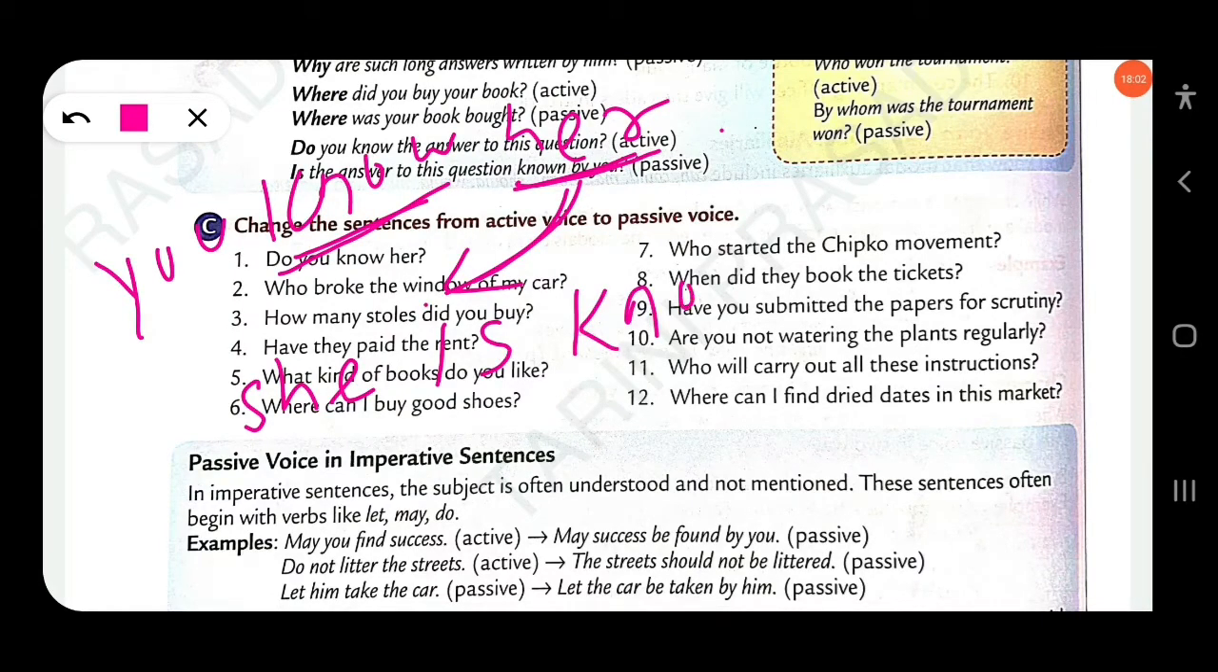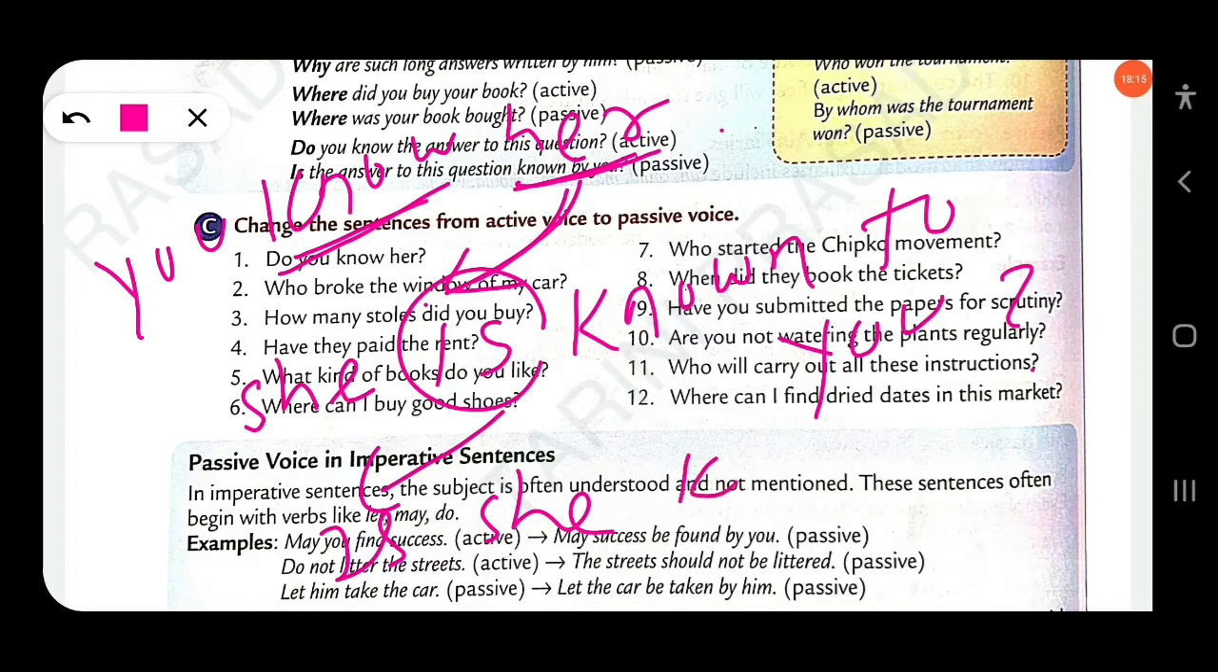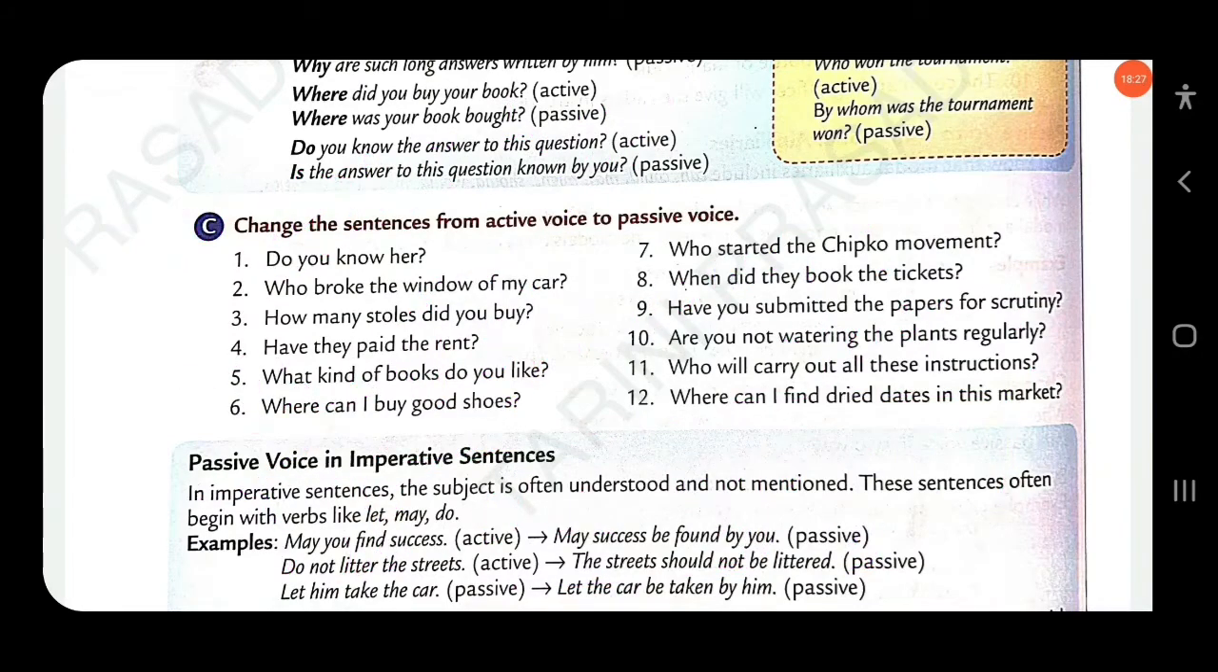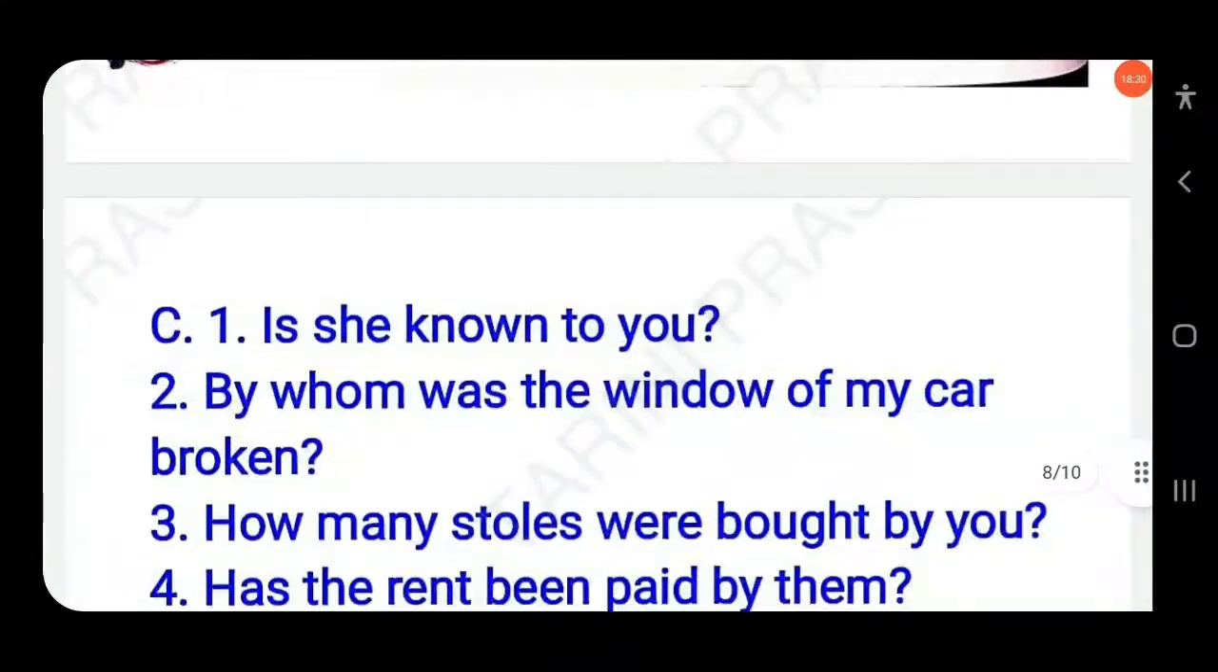She is known, yes, to you. Don't write by you, to you. Okay. And here the question asks in yes/no form, so the answer should be written as a yes/no question. Is she known to you? Okay, so this is the answer. So first you have to change into affirmative, then you have to change into passive, then interrogative passive. Clear? So here the answer: is she known to you?